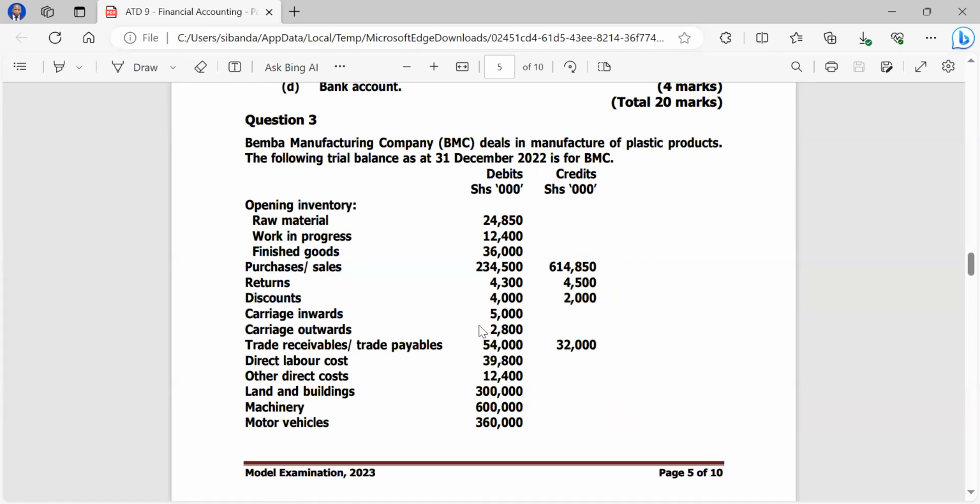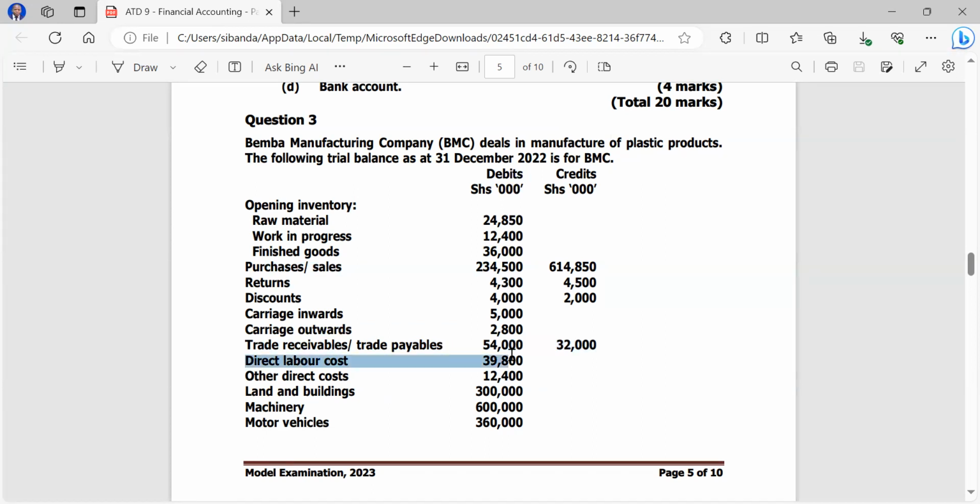Then we have carriage inwards and carriage outwards. Carriage inwards, these are logistical costs that we incur in bringing our purchases into our premises. And we know that when we are preparing our P&L, carriage inwards are added to purchases. Carriage outwards, this is what we incur when we are transporting goods to our customers. These carriage outwards are not added to sales, but they are recorded under our operating expenses. It's very good to take note of how to account for those. The examiner also comes here and combines trade receivables and trade payables. So yours is to know that 54,000 relates to trade receivables, well, 32,000 relates to trade payables.